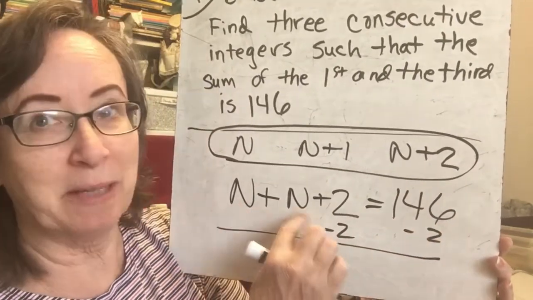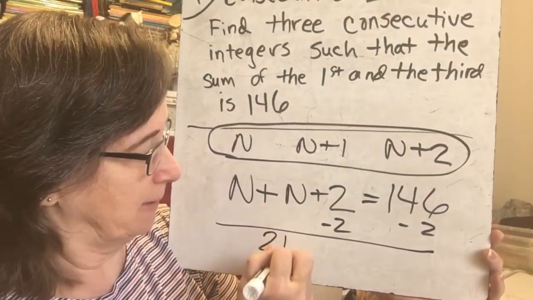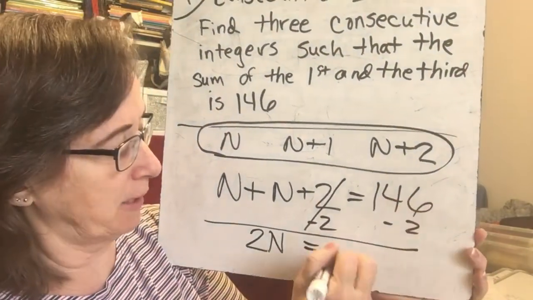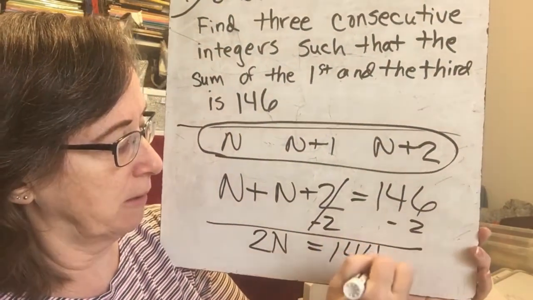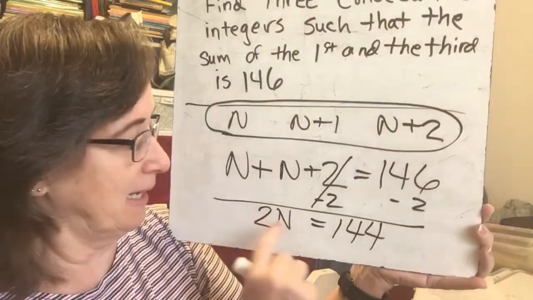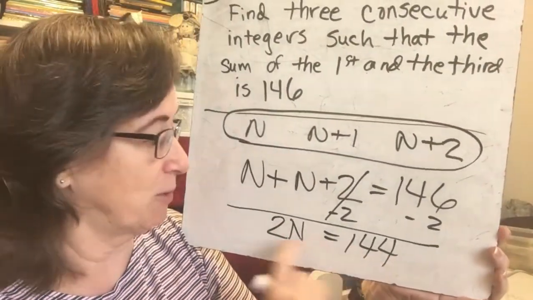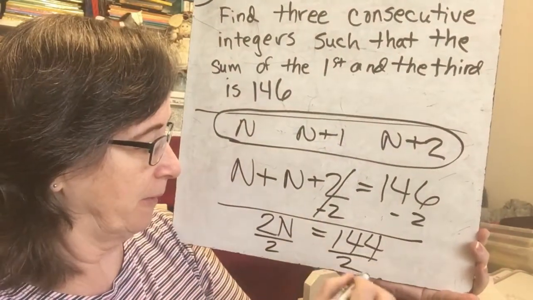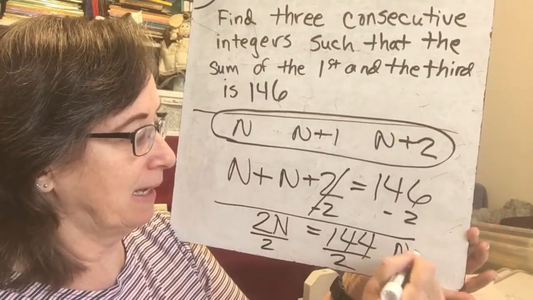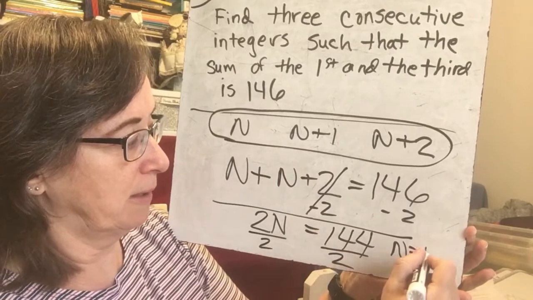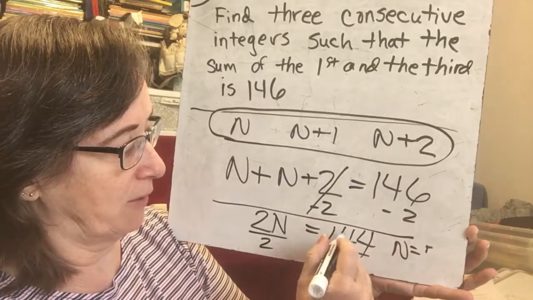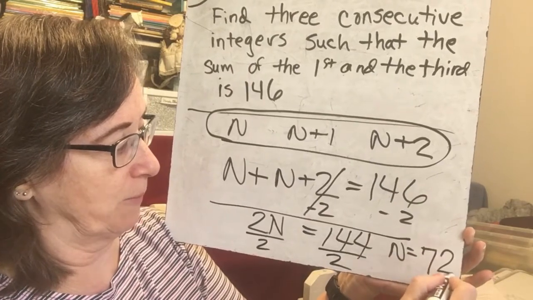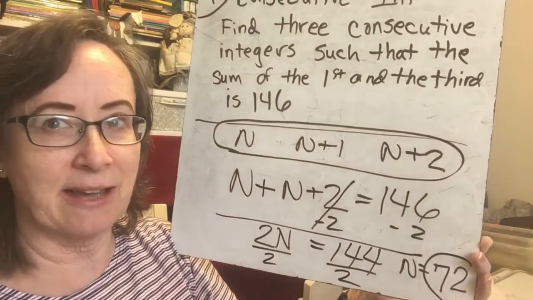And then we have n plus n is 2n equals 146 minus 2, or 144. So to find n, don't we just need to divide both sides of the equation by 2? So n is equal to, let's see, divide 144 by 2, and I get 72. Okay, so n is 72.